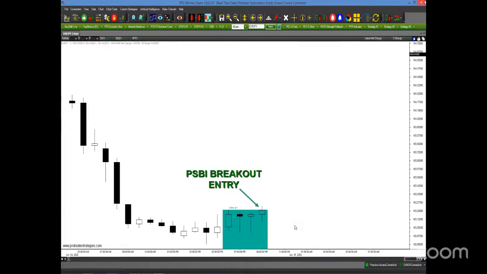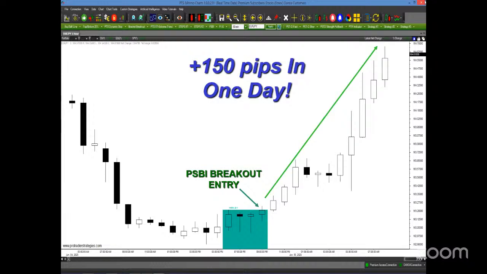So we have a green breakout area displayed, and here is the breakout right there. That would have been your entry. And in one day, you could have potentially captured 150 pips. That's roughly $1,500 potentially per unit you would have purchased just in one day.